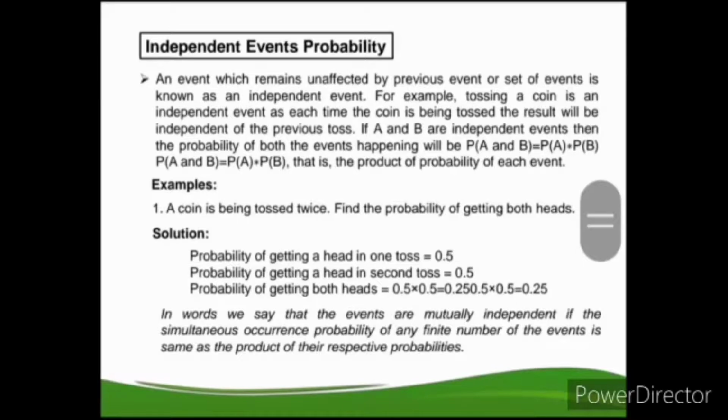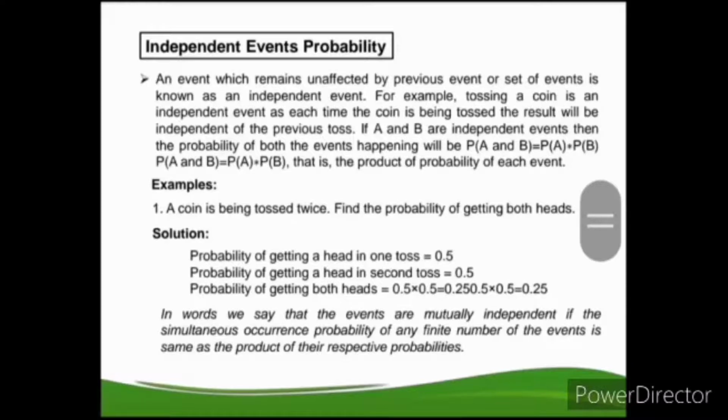For example, tossing a coin is an independent event, as each time the coin is tossed, the result will be independent of the previous toss. If A and B are independent events, then the probability of both events happening is P(A and B) = P(A) multiplied by P(B). That is, the product of the probability of each event.